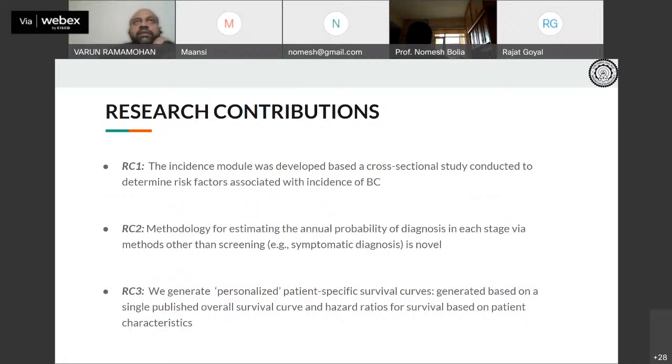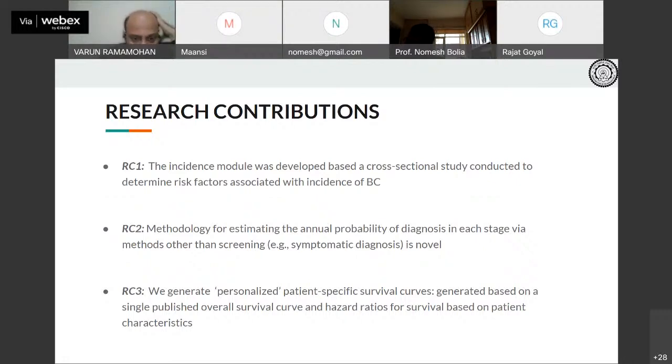Similarly, we also developed a new method using Indian data to estimate the annual probability of diagnosis in each stage, for methods other than screening. In other words, establishing the probability of symptomatic diagnosis in each stage is also different from what has been done before. So we use a combination of data from the literature as well as a small Monte Carlo simulation, a simulation within a simulation, in order to estimate this.